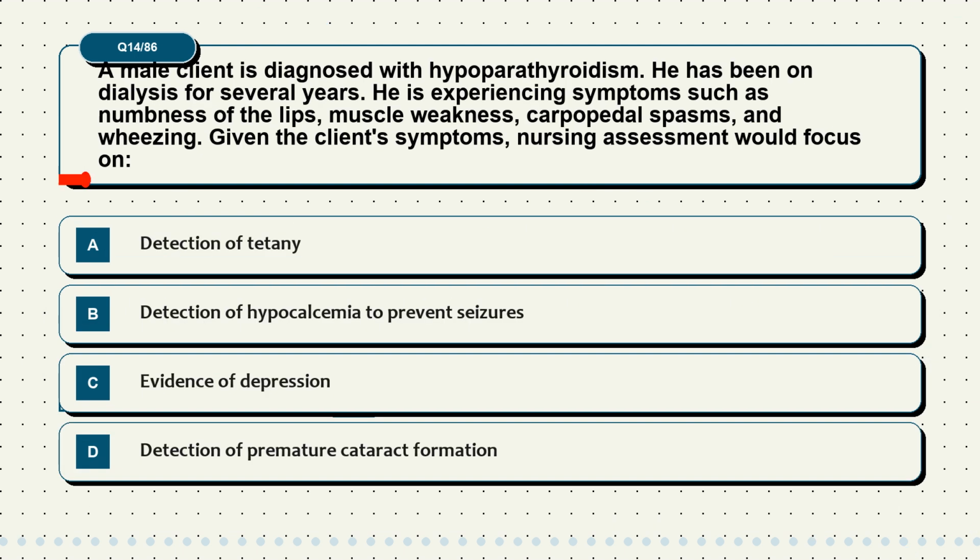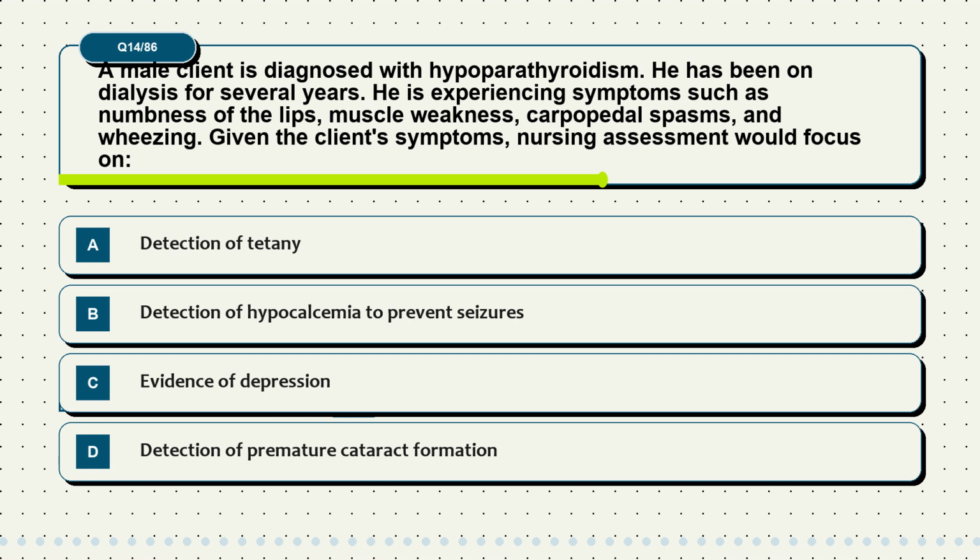Question 14. A male client is diagnosed with hypoparathyroidism. He has been on dialysis for several years. He is experiencing symptoms such as numbness of the lips, muscle weakness, carpal spasms, and wheezing. Given the client's symptoms, nursing assessment would focus on. Here are the options.